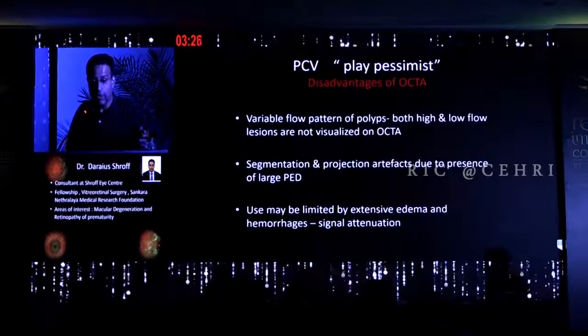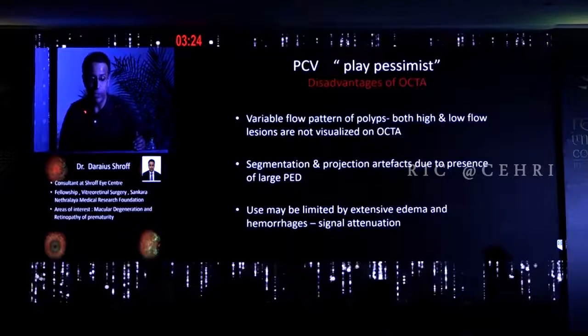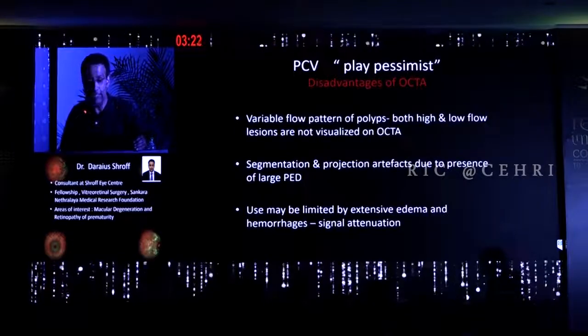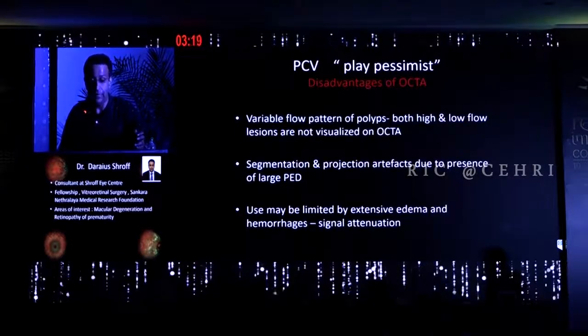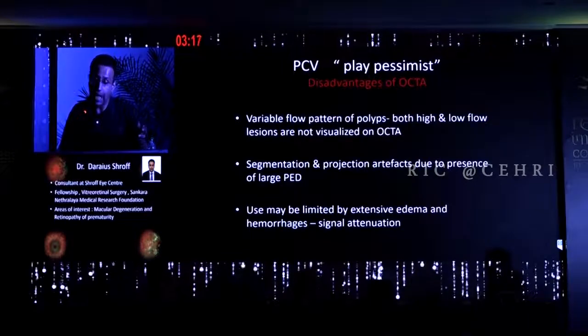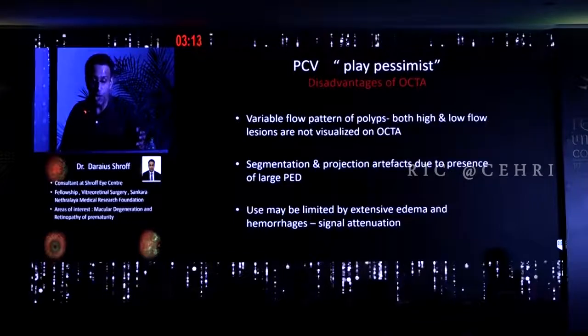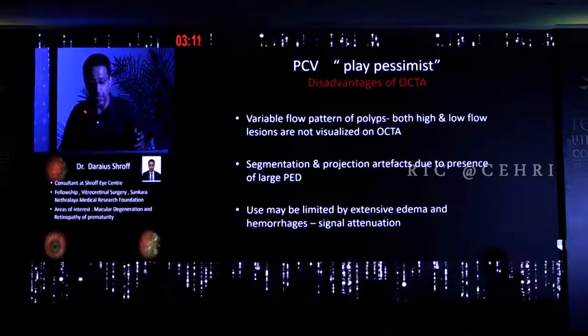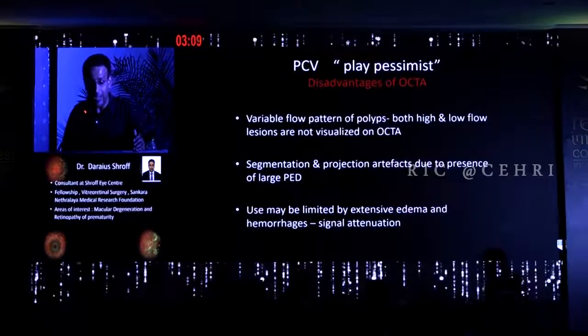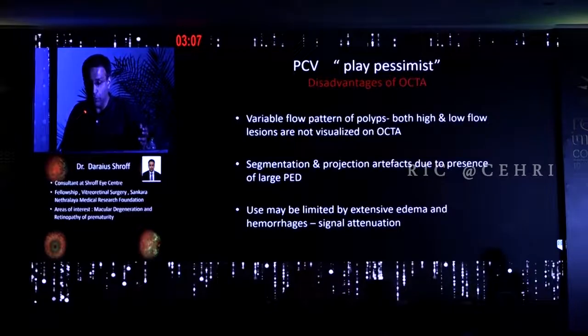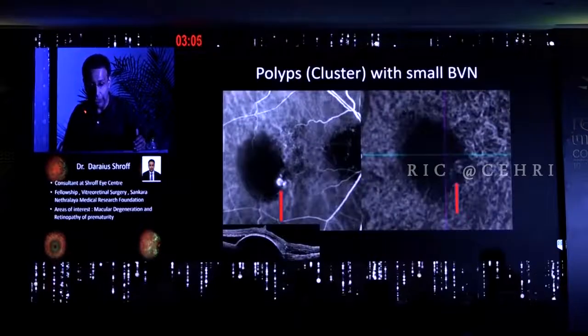So I think we've heard a lot of optimism and pessimism. So what are the disadvantages of OCTA in PCV? There's a very variable flow pattern in polyps, high and low flow, both of which are not well visualized. Segmentation and projection artifacts due to the large PED present, and the utility will be limited by a lot of edema and hemorrhages. So now let's move and let's be a little optimistic and see what we got.